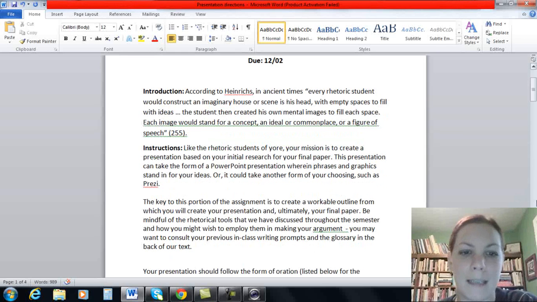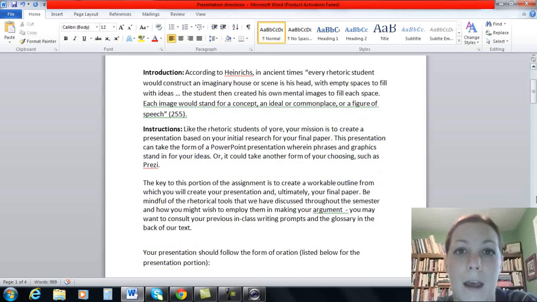Now, again, the key to this assignment, you'll be using it to build off and create your final paper, much like the annotated bibliography got you initially started on your research and thinking about your topic. You'll be creating a workable outline from which you will create your presentation and ultimately, as I mentioned, your final paper. Be mindful of the rhetorical tools that we have discussed throughout the semester and, of course, how you wish to employ them in making your argument.